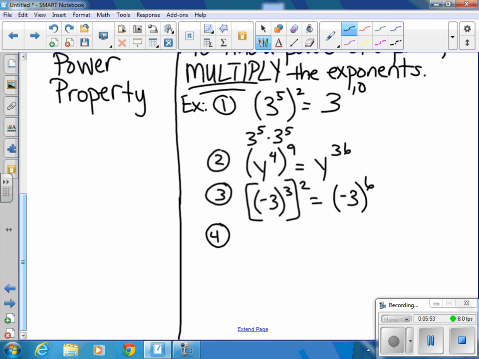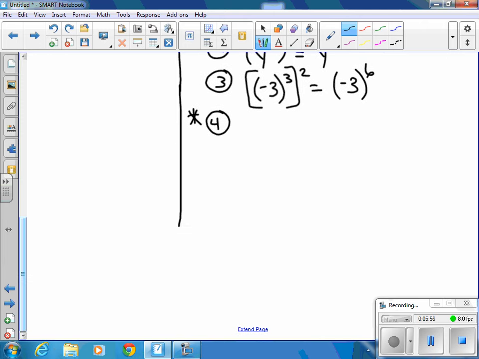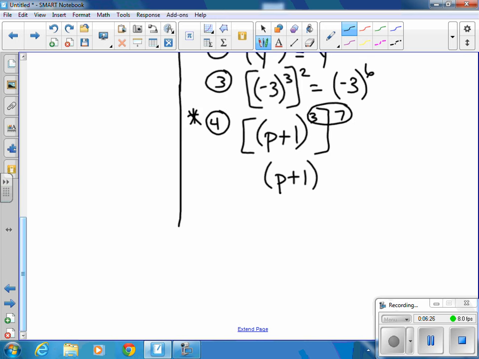Okay, and then the 4th one, go ahead and put a star next to it because this one becomes the trickiest one for students to remember. It's not difficult to do, it's just tricky to remember what you're supposed to do with it. You're going to have an expression in parentheses, right, with a power on the outside, and then you're going to have those brackets again because the parentheses have already been used with another power on the outside. So when you have this, drop the brackets and keep everything the same that's in the parentheses. Do not change anything in those parentheses, and then deal with your power of a power piece. 3 times 7 will give you 21. So the answer to this problem is parentheses p plus 1 to the 21st power. Okay, you do not do anything else with that.